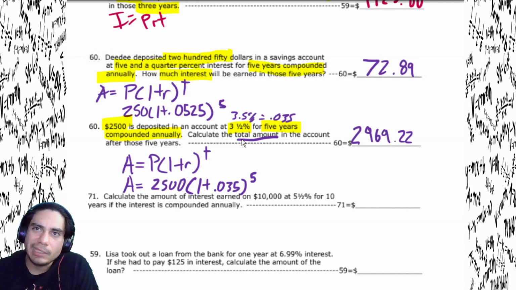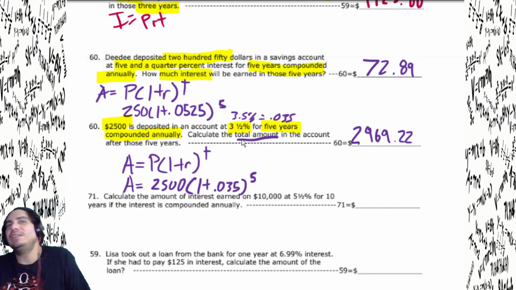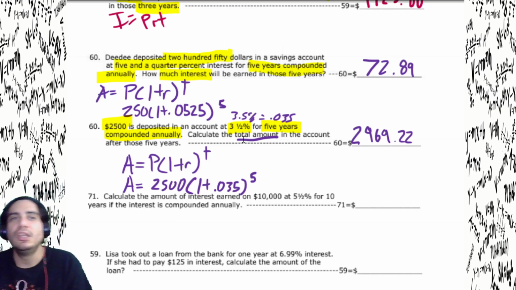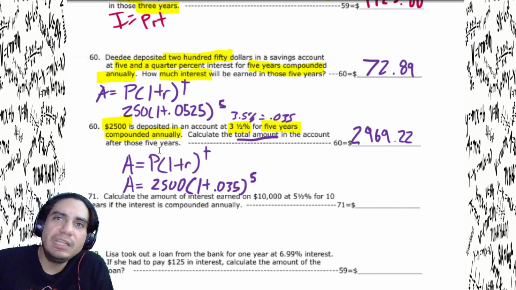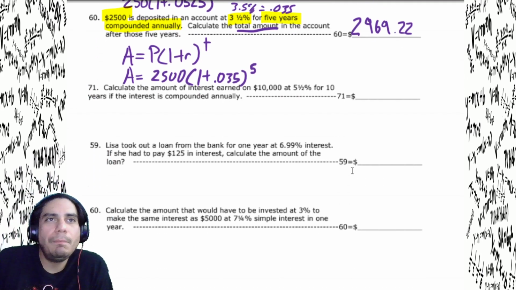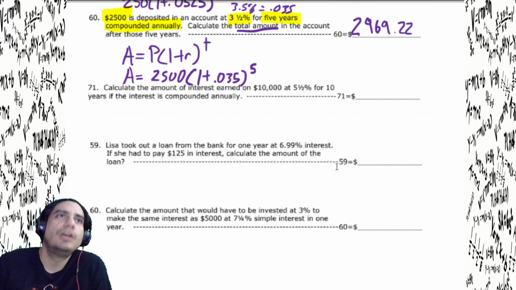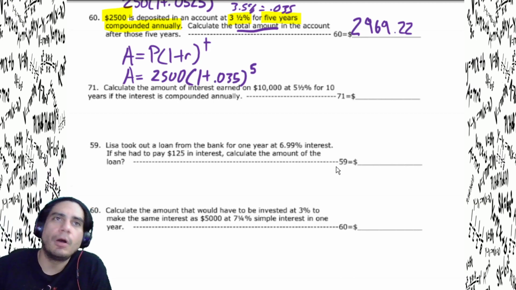$2,969.22. Yeah, boy. I hope you're seeing this, man. People are putting this money away. They're saving it, and this money is just accumulating. It's getting bigger and bigger. I'm telling you, do it. Do it smart, all right?